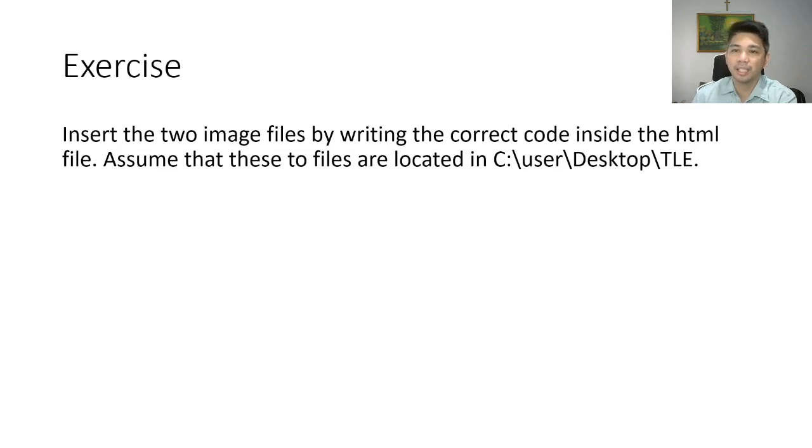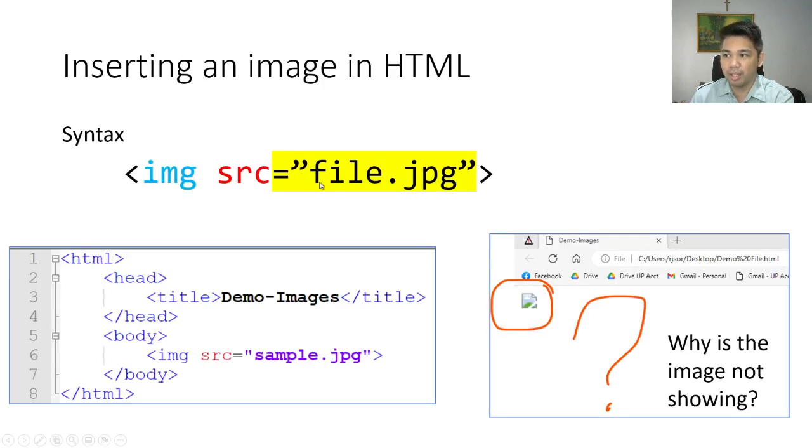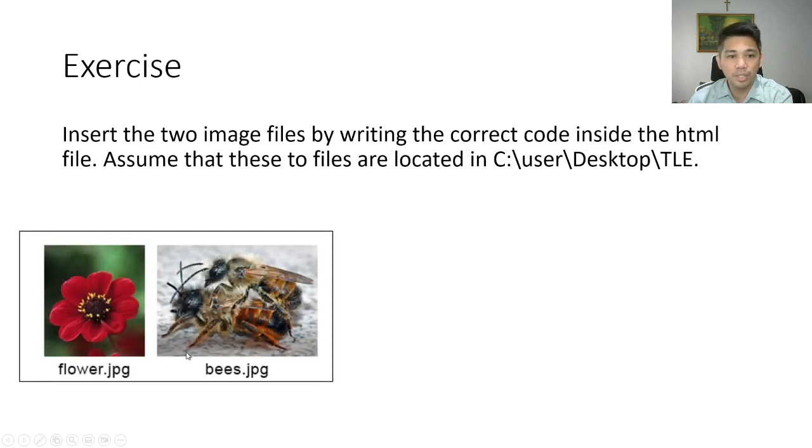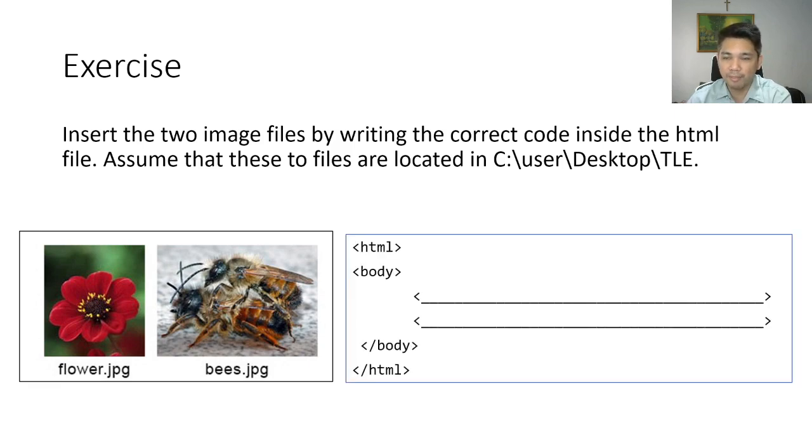But let's try doing an exercise first using this syntax. We need to insert two images by writing the correct code inside the HTML file. Let's assume that the files are located in C user desktop TLE. So here are the images. We have flower.jpg and we have bees.jpg. Now this is our HTML file.